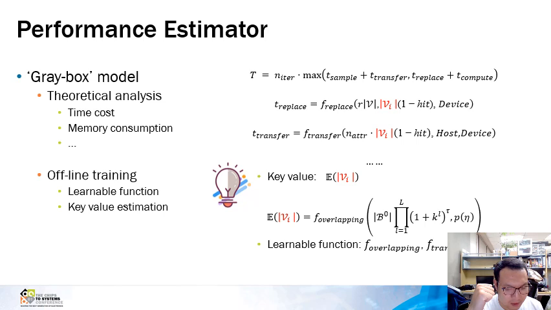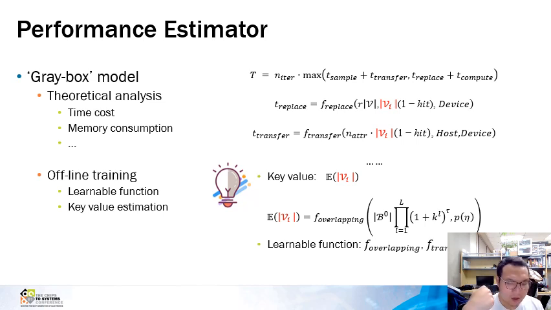Considering the complexity and the randomness of graphs, black box models based on machine learning are introduced to estimate some key intermediate variables or functions that influence performance. For instance, we define the sampled subgraph of each batch as Vi, as can be seen in the formula. It shows up many times, so the Vi is very important.